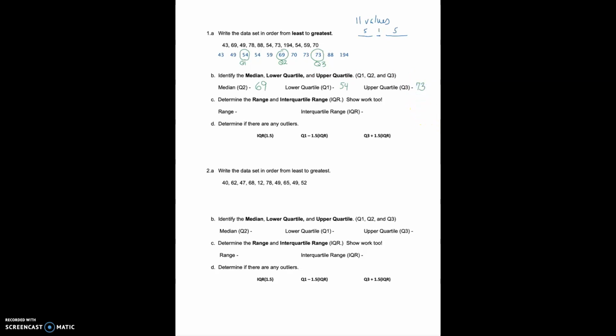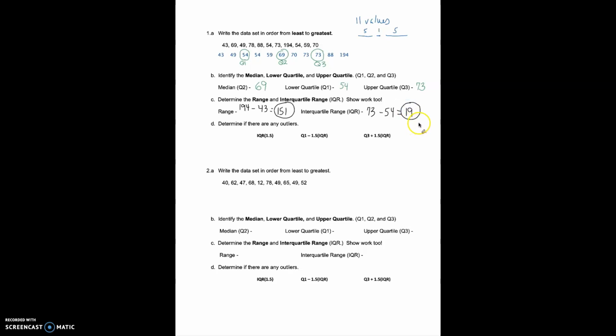So now let's find our range. Our range again is we take the highest value, which is 194, and then subtract the smallest value of 43. Again, that's the highest minus the lowest. So we get 151 for our range. For the interquartile range, we're going to take our upper quartile, which is 73, and subtract our lower quartile of 54, and we get, let's see, 19 for that.